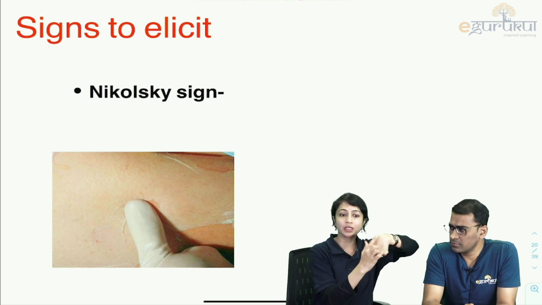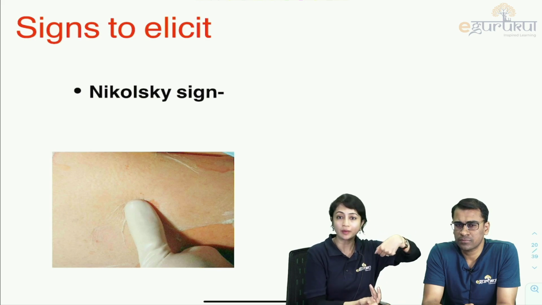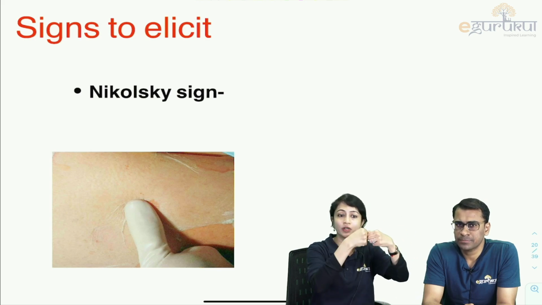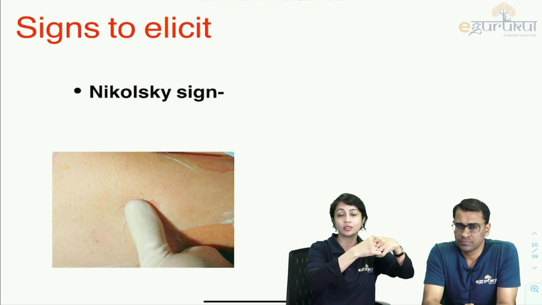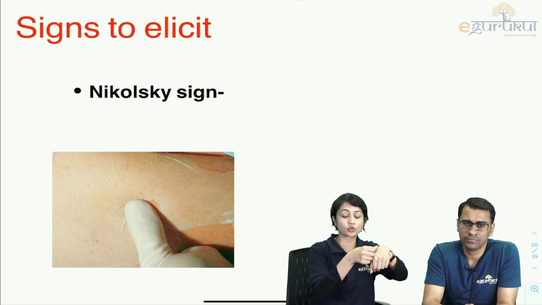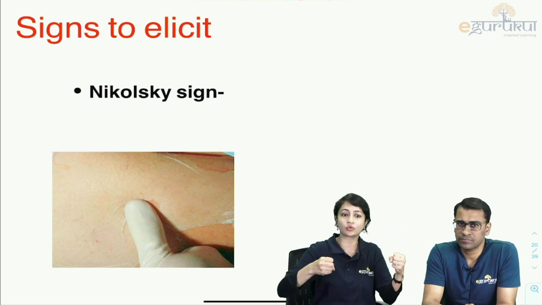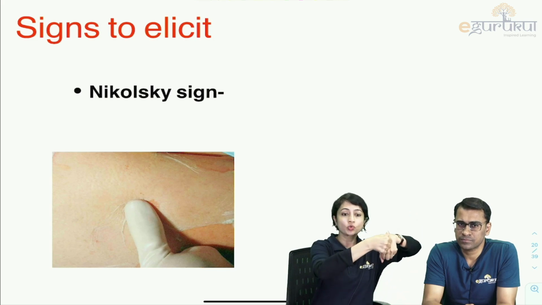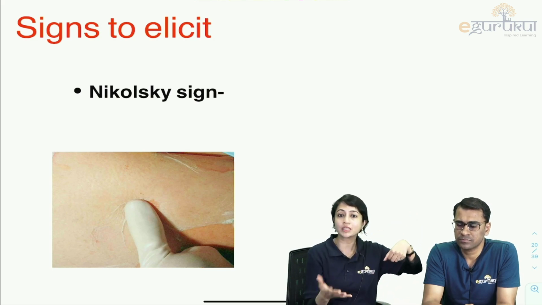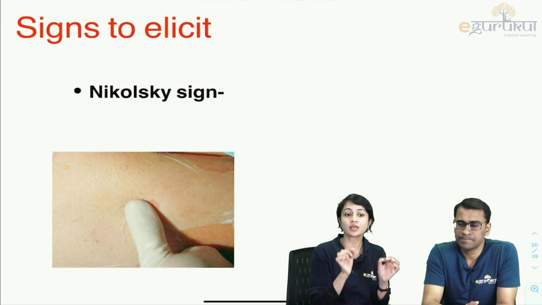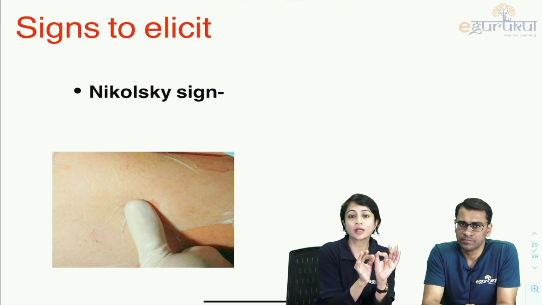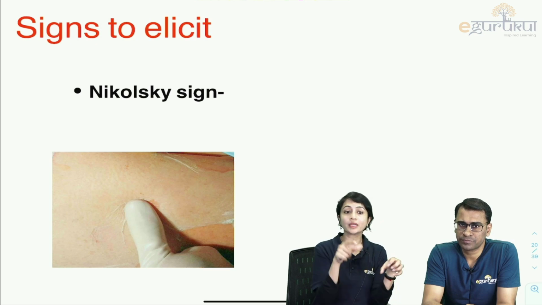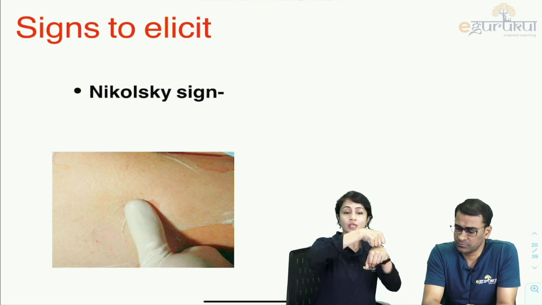Now, if I am applying a tangential pressure on normal skin, nothing will happen, obviously. My skin is firm. My keratinocytes are bound together. But what happens in intraepidermal disorders? My keratinocytes are separated out. There is no cementing substance. So I apply this pressure and my skin splits off. This will happen in my intraepidermal disorders because my keratinocytes are loose, so they will shear off.